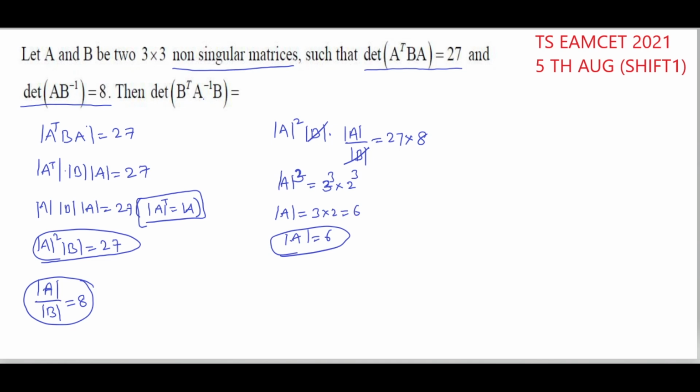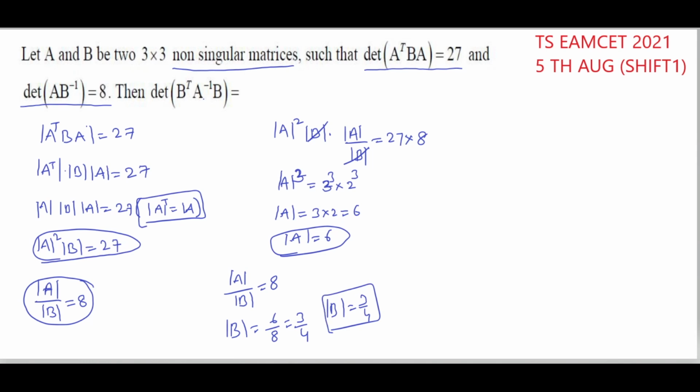And substituting in the equation det A / det B = 8, from this det B = det A / 8, that is 6/8. 6/8 is 3/4. Therefore, the det B value is 3/4.